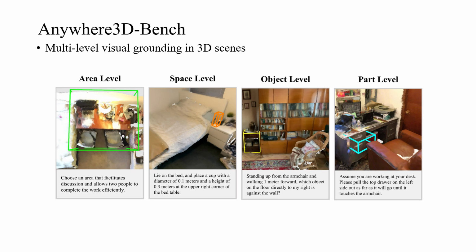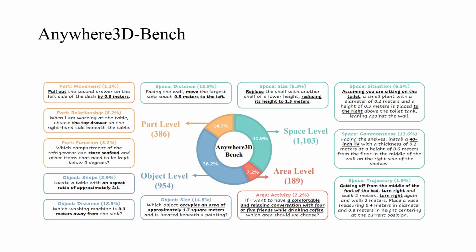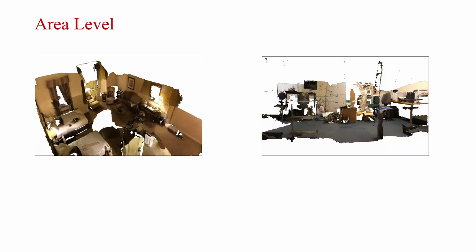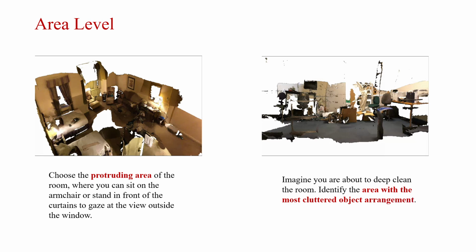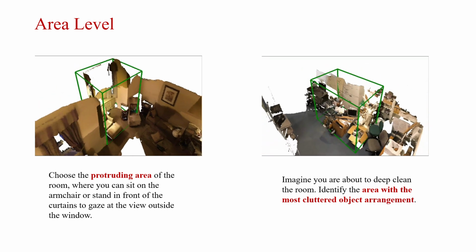To the best of our knowledge, we are the first to propose a 3D visual grounding benchmark that spans multiple levels of grounding granularity, with a particular focus on aligning expressions with 3D locations and sizes at the space level. At each level, we design distinct types of referring expressions to evaluate models' abilities to perceive and reason about various aspects of 3D space. Expressions belonging to area-level tasks typically describe an indoor activity, requiring the model to infer the relevant functional area, which is composed of multiple objects and the spaces between them.